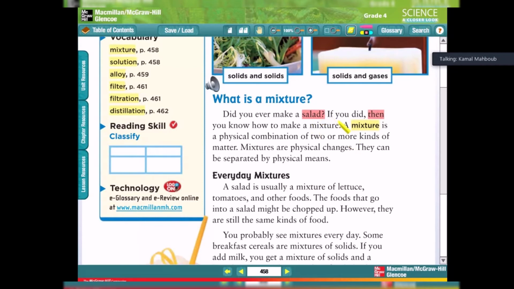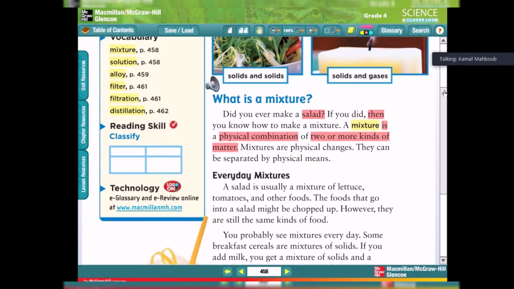That's an example of mixture. What is the mixture? Mixture is a physical combination, okay? And we have two or more different kinds mixed together, okay? Mixed together. And of course, that is the physical change. Do you know why that is the physical change?